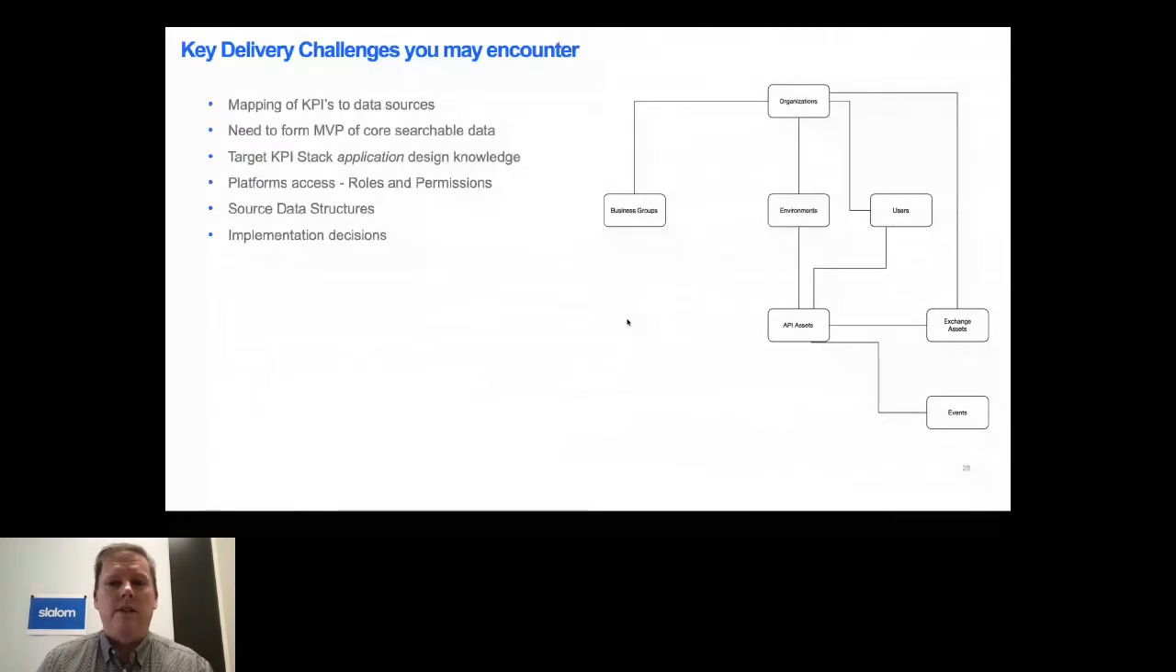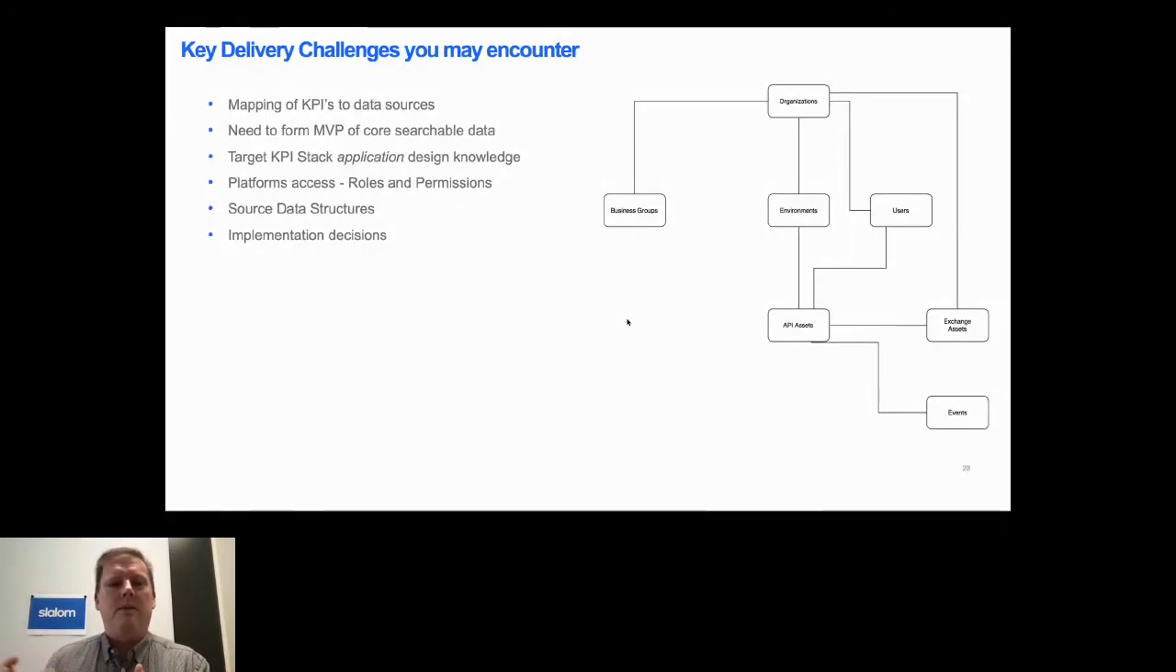So some of the delivery challenges you may have is how you map some of the KPIs to the data sources that you're getting them from. So you need to think about what that data is, how it's structured. Is it in the right structure for you to surface your KPIs? Do you need to do any transformation to get it into that structure? You should think about an MVP around core searchable data. So what do you want to search on initially? And then how do you want to extend that?